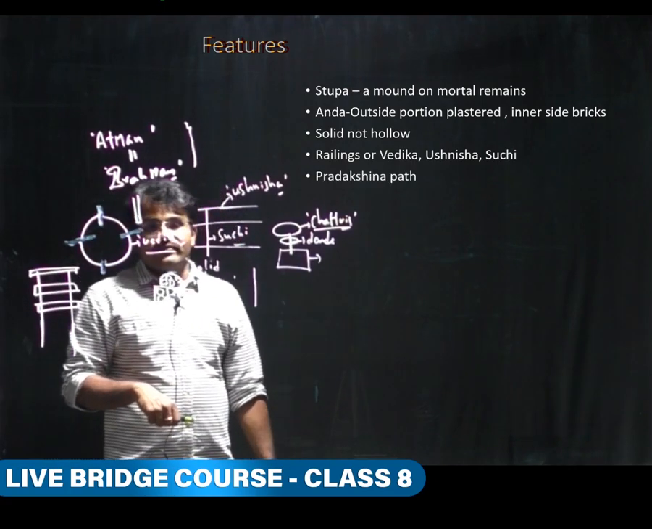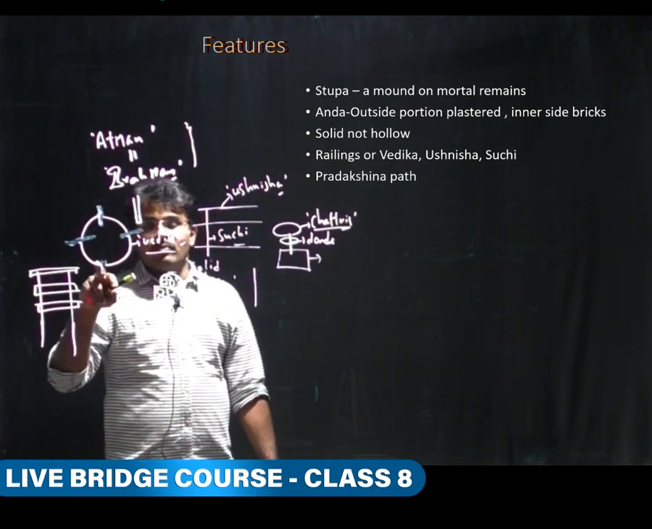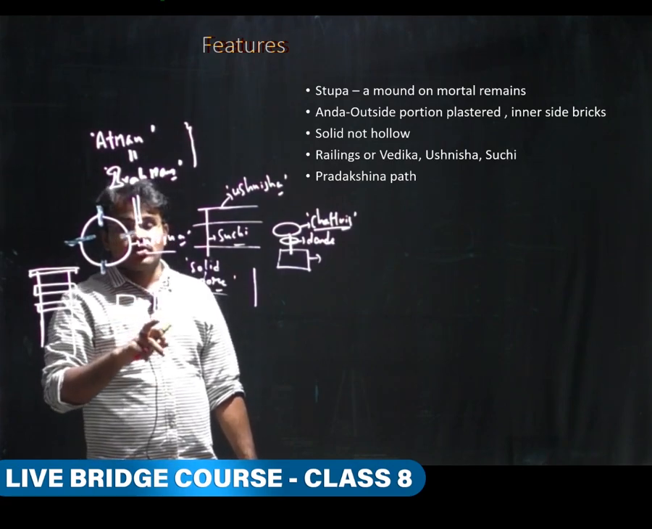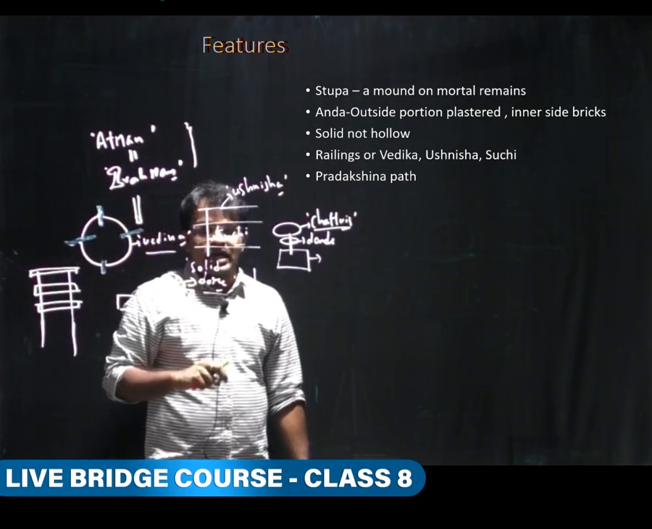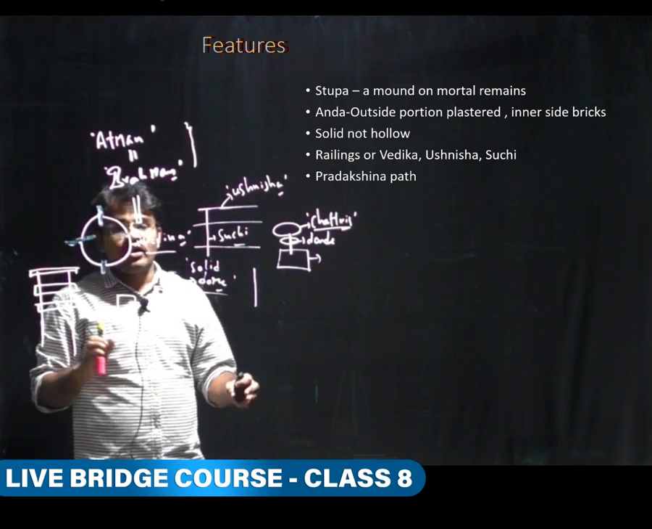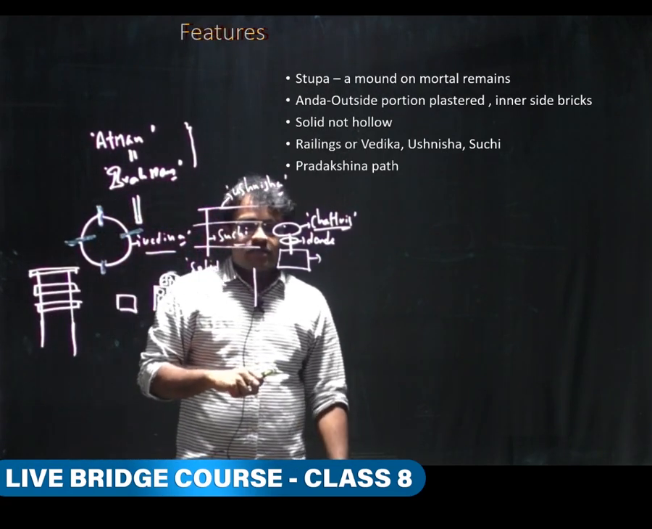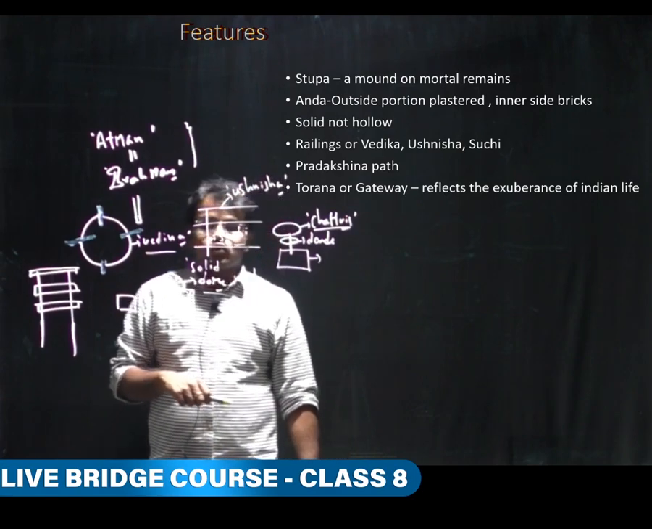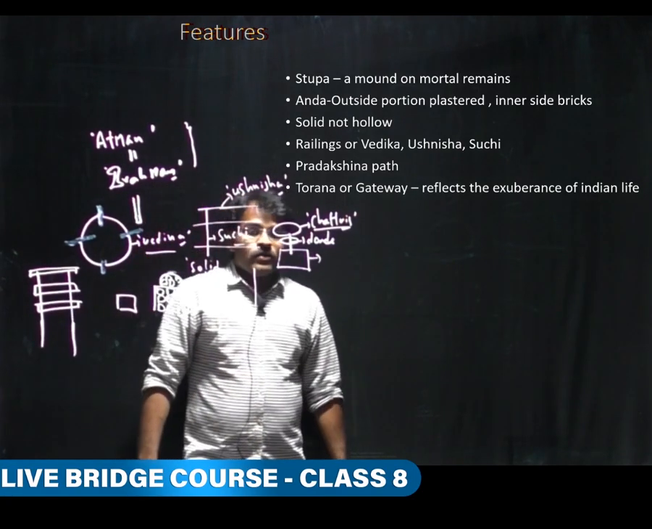There are railings which are known as Vedikas, and the vertical bars are known as Suchi, whereas the horizontal bars are known as Ushnisha. Then there is the Pradakshina Path, which is between the stupa and the Vedika. Along with that there is Torana, the entrance gateway.